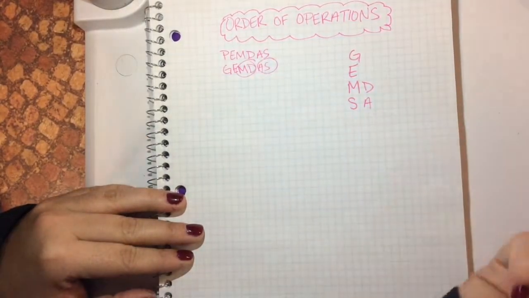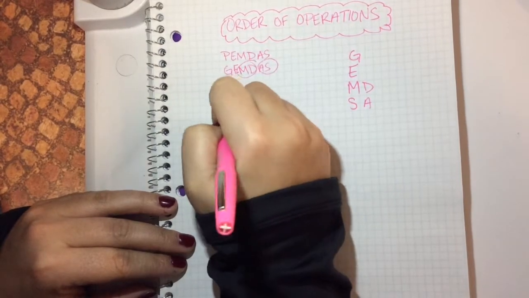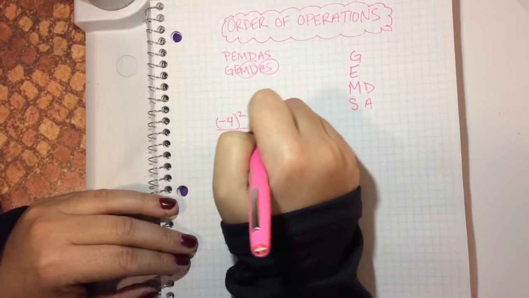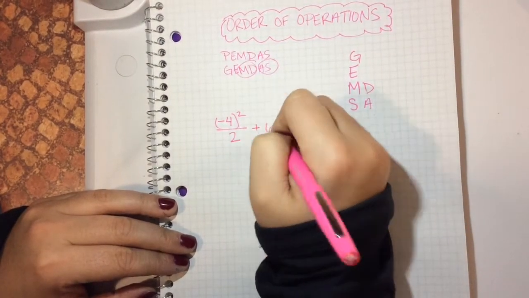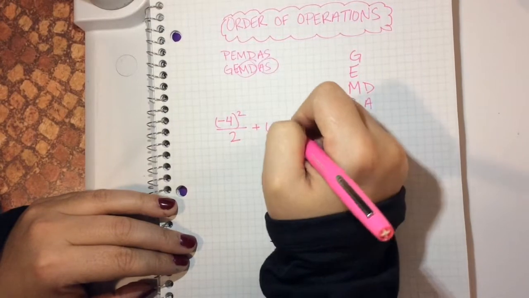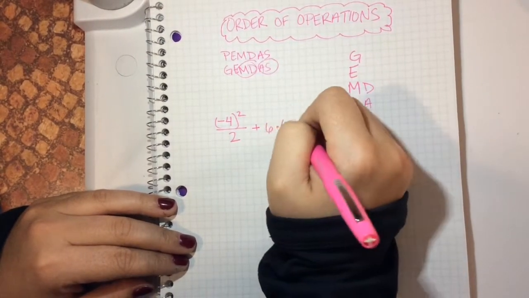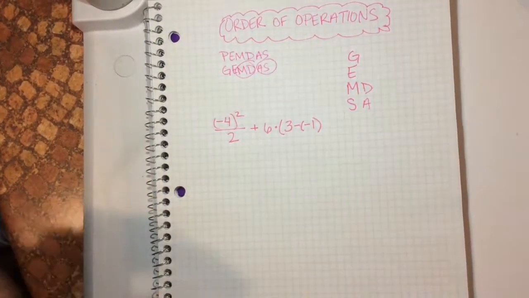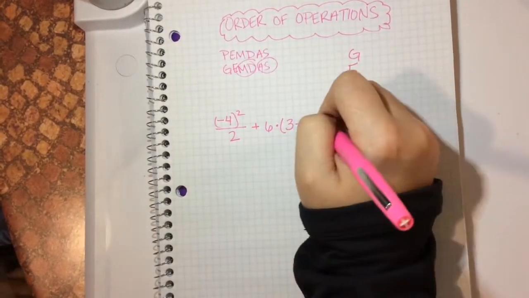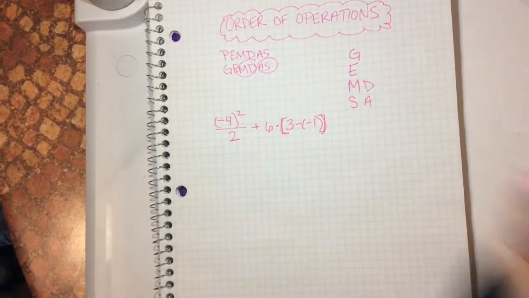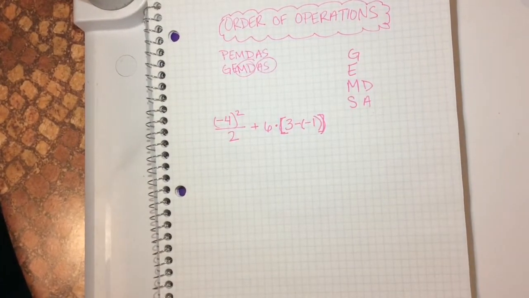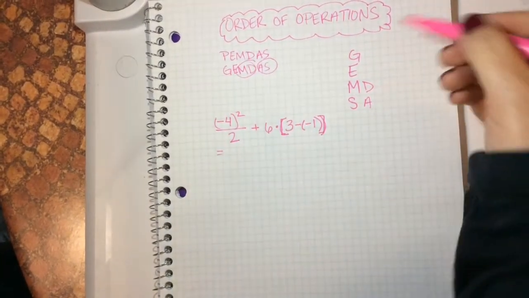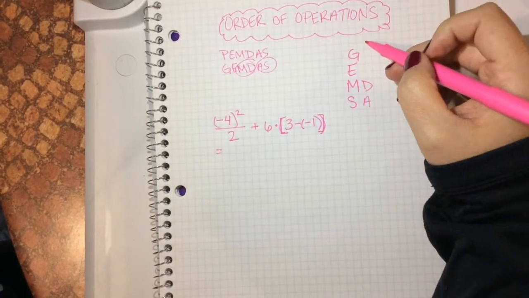So let's say I've got a problem like (-4) squared divided by 2 plus 6 times (3 minus -1). Which, that would actually get brackets around it. So I want to go through my order of operations as I am figuring out what the answer would be here. So I start by looking at any grouping symbols that I have.